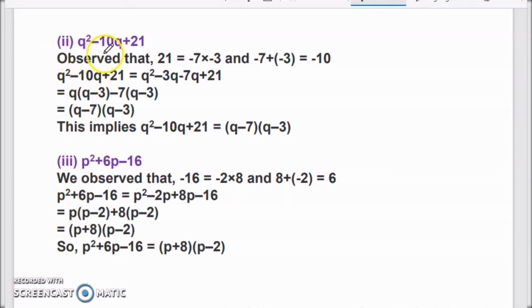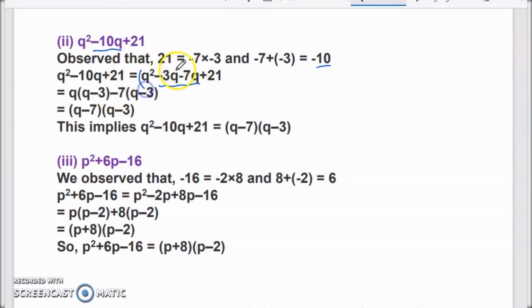Second one is q square minus 10q plus 21. Now here if you see, 21 can be written as minus 7 into minus 3. That is the product of minus 7 and minus 3. And minus 7 plus minus 3 will give you minus 10. So therefore we can split this middle term minus 10q as minus 3q minus 7q.